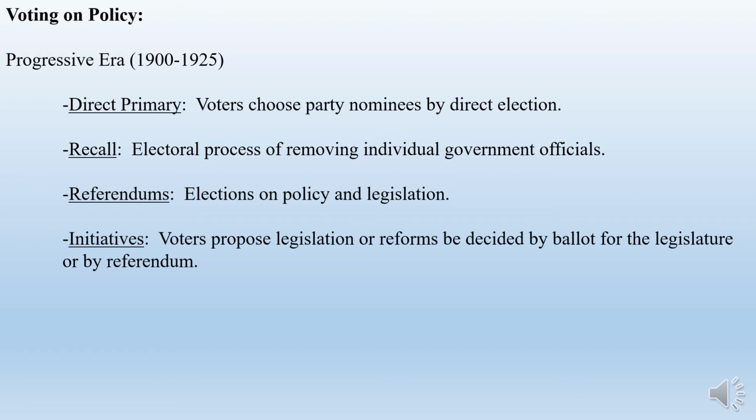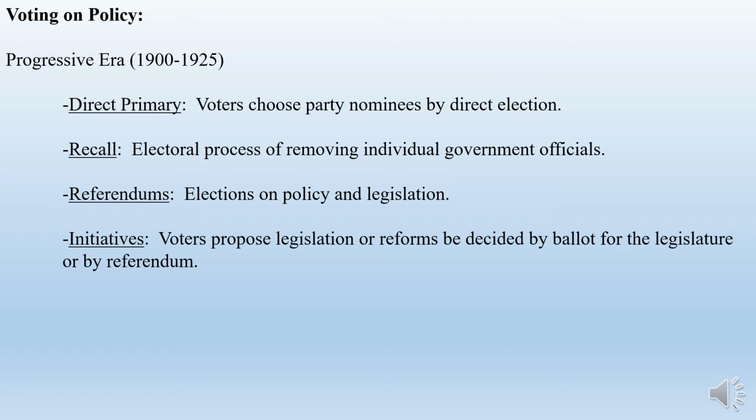Another thing that was called for during the Progressive Era were referendums. This is essentially an election on policy and legislation. Do you think that we should make this law? An example of a popular referendum currently around the United States has been the legalization of marijuana. States have had referendums and they have decided on the state policy towards legalization or abolition of marijuana. This is essentially legislation by the voter. This is as close to direct democracy as the United States has.